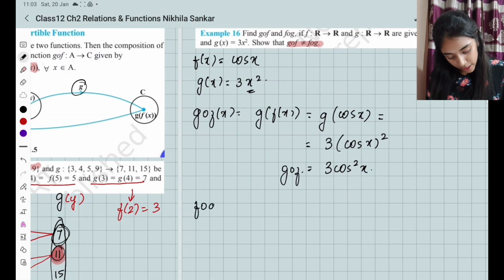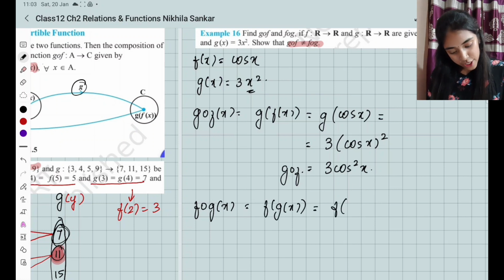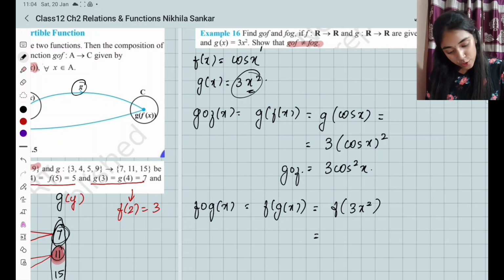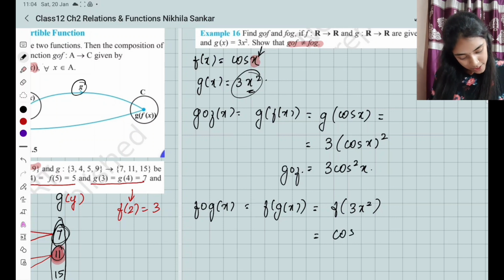Now shall we do f of g? So f of g of x is going to be f of g of x, which is f of 3x square. So you have 3x square. When I substitute for x, where is x? It is only here. So I have cos, and in place of x I'm going to substitute 3x square.